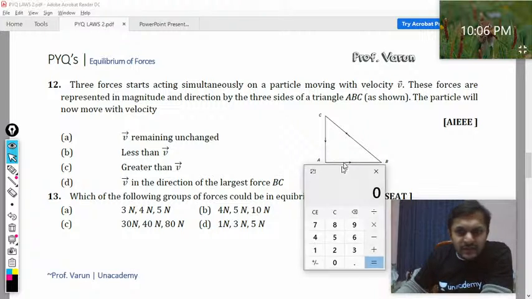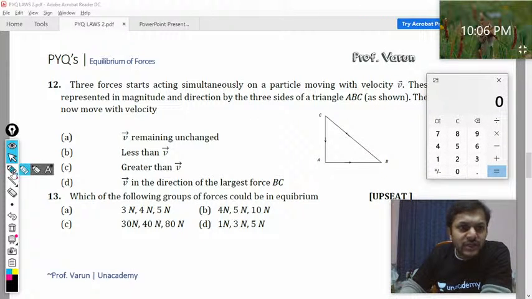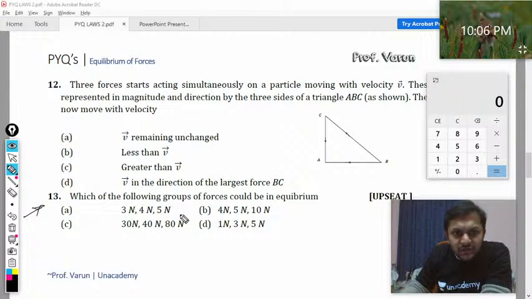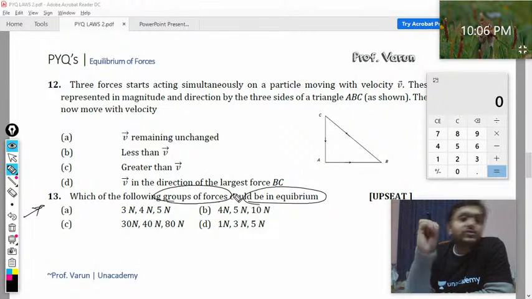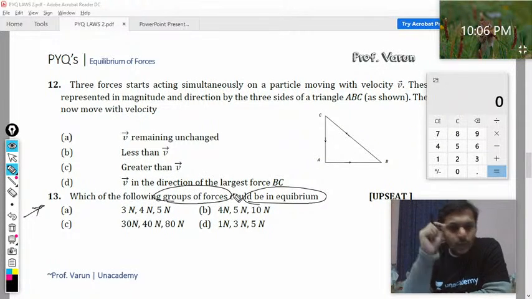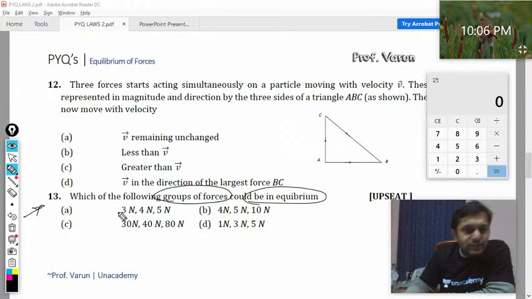Well, dear student, this will be the last for today because the time is already up. So let us see question number 13. Which of the following groups of forces could be in equilibrium? Again the same question. For equilibrium, the triangle should be completed. So what is the condition for the triangle? The same question.